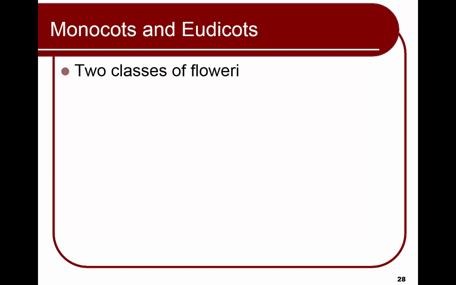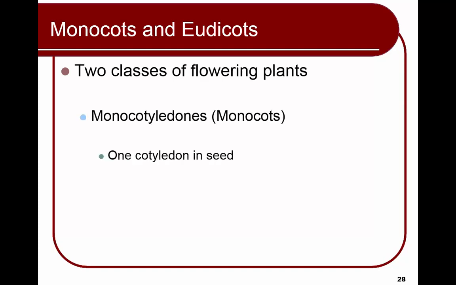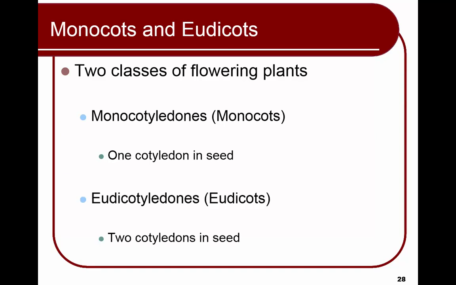We divide these into two classes. The monocotyledons or monocots have one cotyledon in a seed, and the cotyledons are the seed leaves that contain the nutrients to nourish the developing embryo. And the eudicots have two cotyledons in the seed. They used to be called dicots.